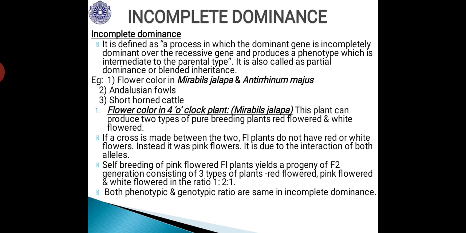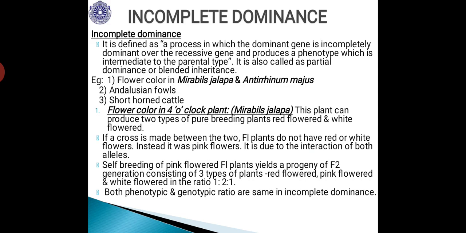What is incomplete dominance? A dominant gene is always dominant over a recessive gene. But in case of incomplete dominance, it is quite different, and the definition goes like this. It is defined as a process in which the dominant gene is incompletely dominant over the recessive gene and produces a phenotype which is intermediate to the parental types.